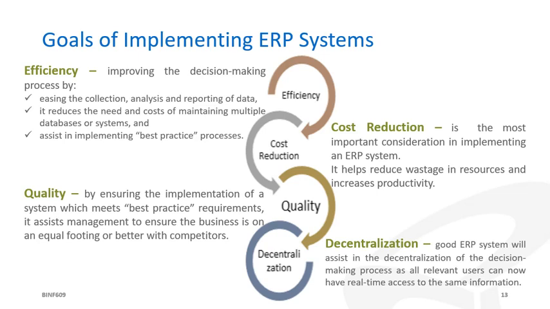The cost reduction group is considered the most important consideration in implementing an ERP system. It helps in reducing wastage in all forms of resources included and increase productivity, which contributes directly into the profit of the business.